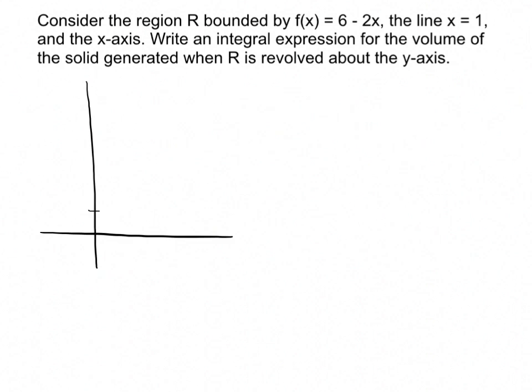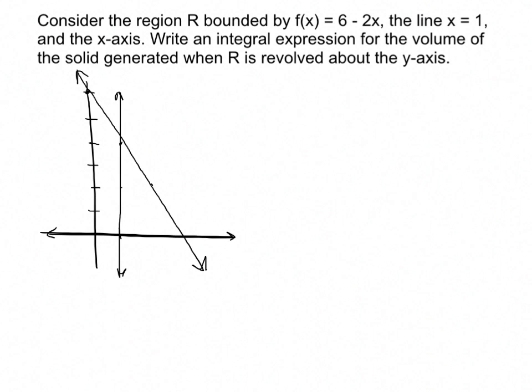6 minus 2x means you're up 6. And you're going down 2 over 1, down 2 over 1. We'll see if I can actually connect those. That was pretty good. Okay, so I've got that function. I've got the line x equals 1, so that means this. Wow, I'm like on fire with straight lines today. And the x-axis, so that's this one down here. So the region we're talking about is this sort of triangular shaped region here.